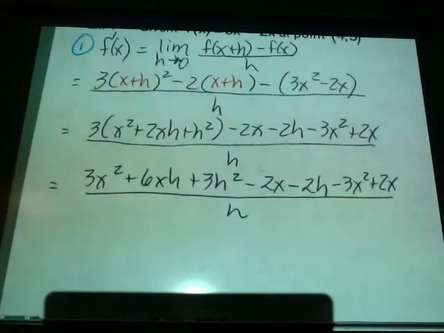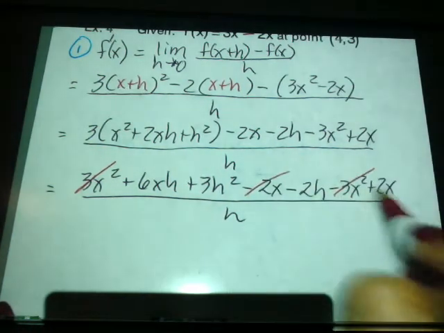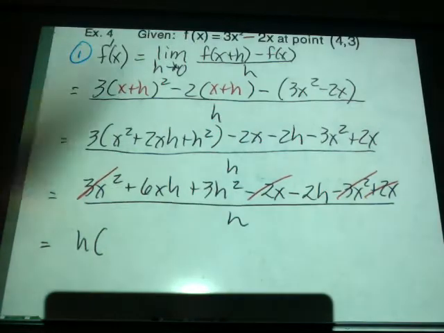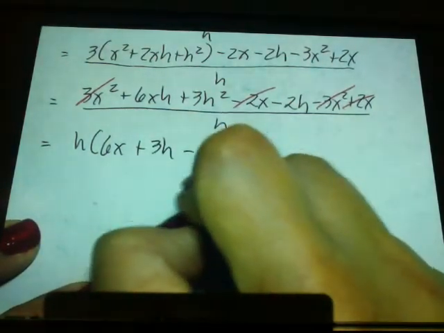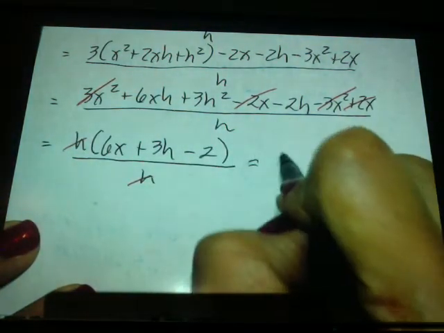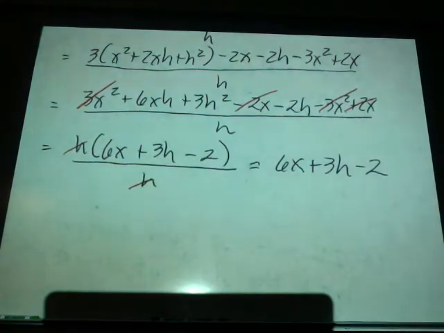How are we doing so far? What do you get that from? What can I cancel? 3x squared. What else? 2x. And that's it, right? So then factor out your h. And so it equals 6x plus 3h minus 2. Okay, so that's the derivative, okay?